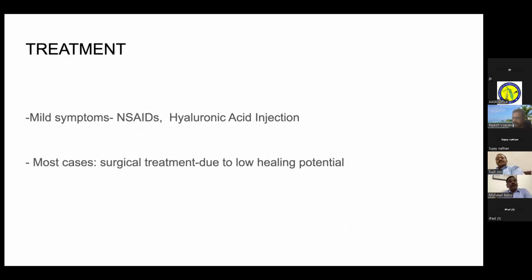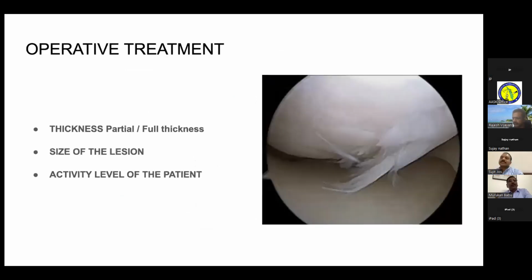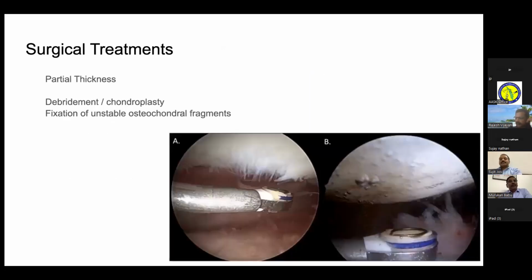For mild symptoms, you can give a period of rest with NSAIDs, and you can even try a hyaluronic acid injection. In most cases, because they have low healing potential and the presentation may be late, surgical treatment is required. The operative treatment of these cartilage lesions depends on the thickness of the injury, whether it's a partial thickness or a full thickness injury, the size of the lesion, and the activity level of the patient. In high-demand patients, the treatment is different.